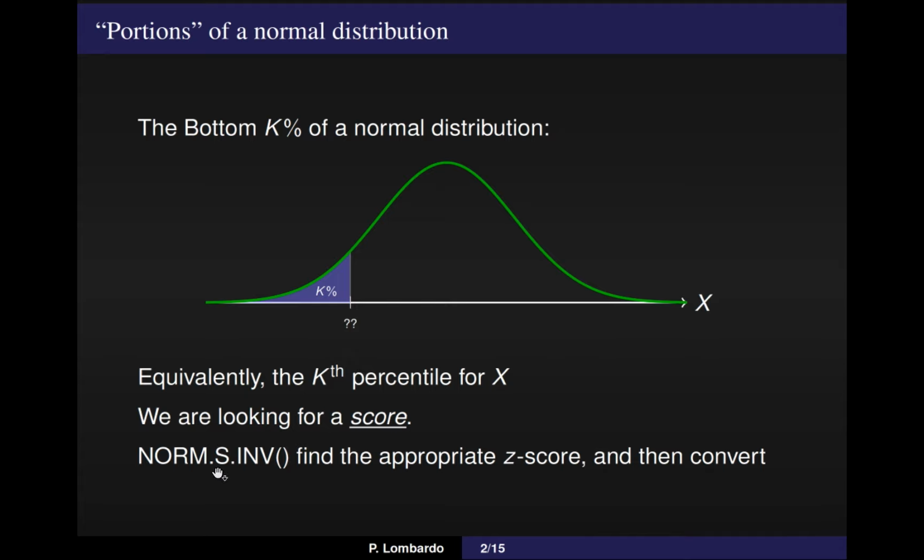We're going to use norm.s.inverse to find the appropriate z-score, and then we're going to convert it back up to the original units. The reason that I do this is we'll use norm.s.inverse later in the course. I will show you a shortcut that just uses norm.inverse, but for now let me show you this process here.